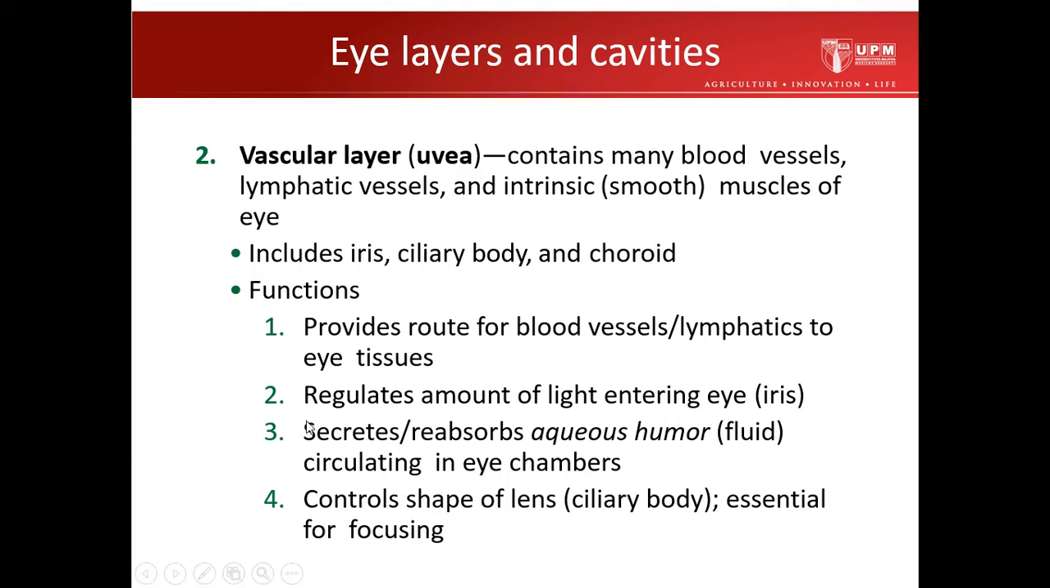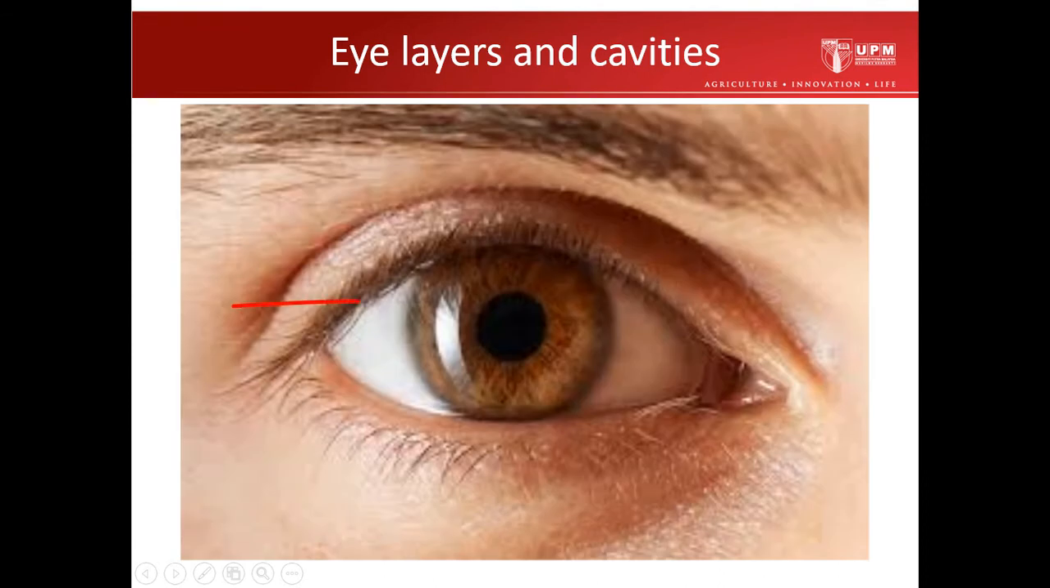Okay, the third one is also important to secrete and reabsorb the fluid that we know as the aqueous humor that circulates within the chamber of the eye. Also, the vascular layer is important to control the shape of the lens, which is the essential part of the focusing process. So the iris is actually the colored part of the eye.